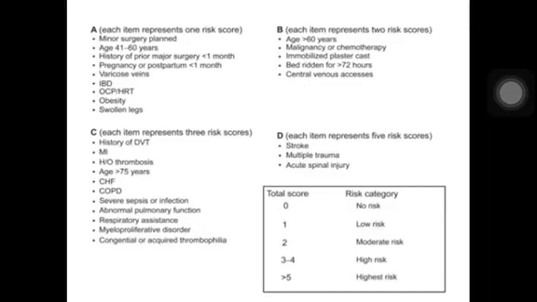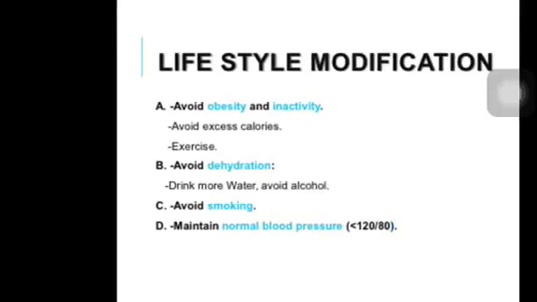This is a risk factor score to assess and categorize the level of risk. Group A, each item represents 1 risk score. Group B, each item represents 2 risk scores. Group C, each item represents 3 risk scores. And Group D, each item represents 5 risk scores. And the total score categorizes the risk level. A score of 0 means no risk, and more than 5 is the highest risk.